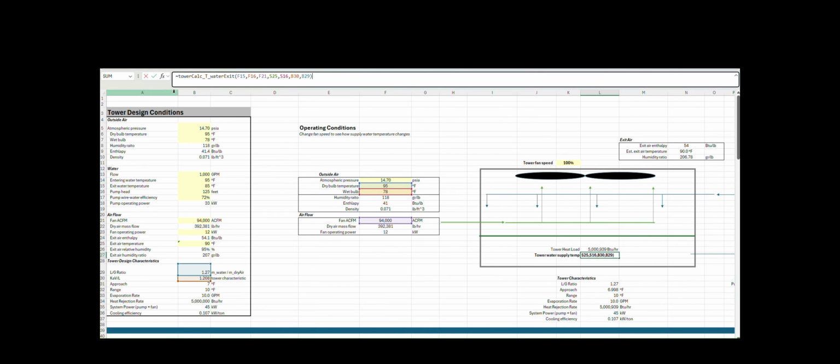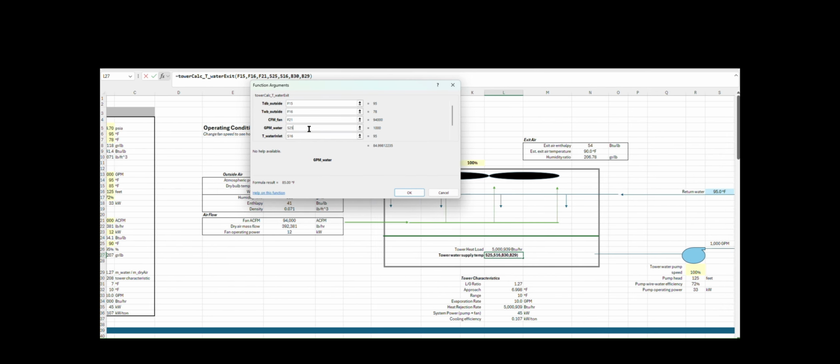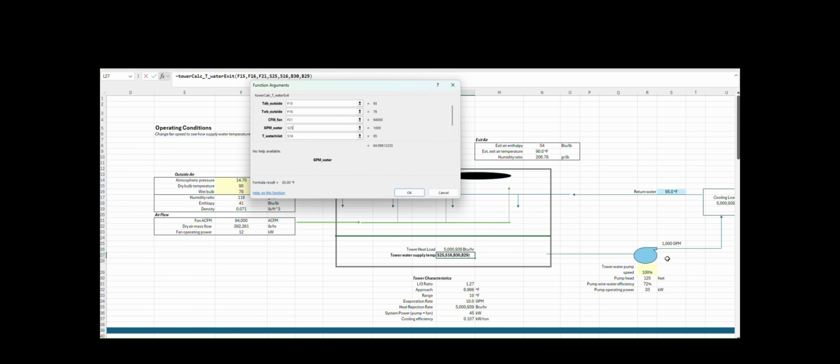So let's go back to these inputs here. Next, we need our GPM of water. That's fairly straightforward. It's this number here, which is simply our pump speed percentage times the rated GPM. And that allows you to calculate mass flow. To go from GPM to pounds per hour for water, you simply multiply GPM times 500. So 1,000 GPM is going to be 500,000 pounds an hour.